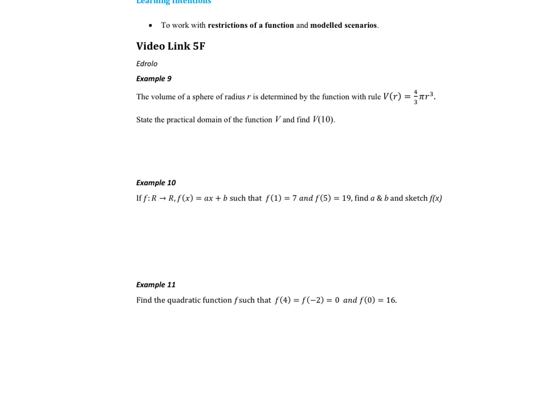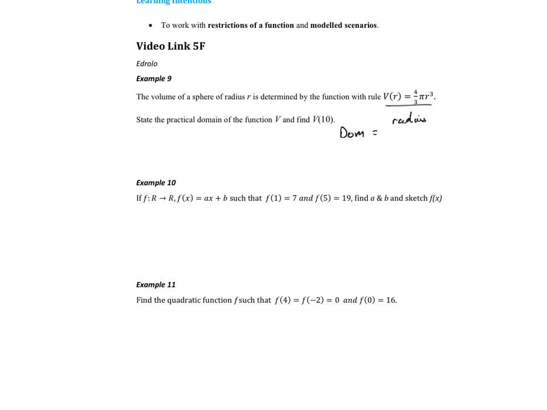So for example, the volume of a sphere of radius r is determined by the rule, the function with the rule v of r is equal to 4/3 pi r cubed. That's the volume of my sphere. State the practical domain of the function v and find v of 10. Well, what is a practical domain of a volume? Okay, so obviously we don't get negative values. Okay, the radius, well, you can't have a zero radius. So the practical domain is equal to all the radius values.